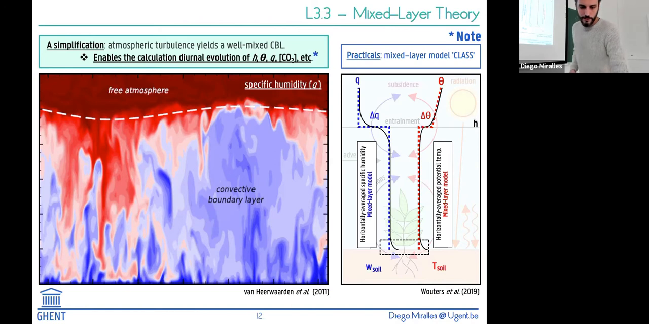But let's go back to the mixed layer theory. So how can we represent this? You can see the red line and the blue line. Essentially, we're going to represent the entire evolution in time of the mixed layer as if it was just one single value of humidity and one single value of temperature in time. And of course, these are going to be growing or not during time.